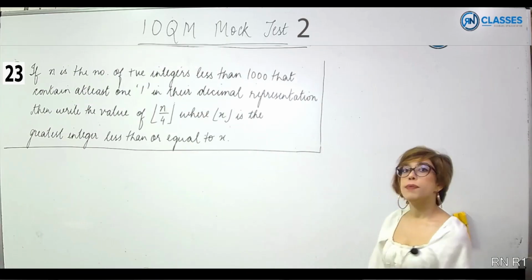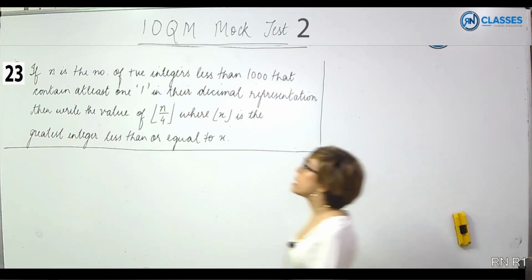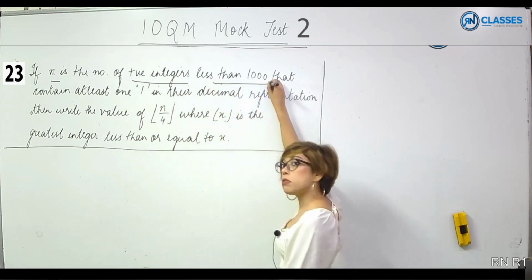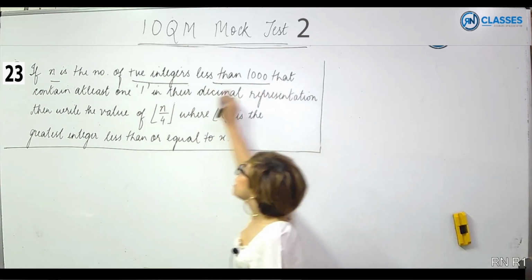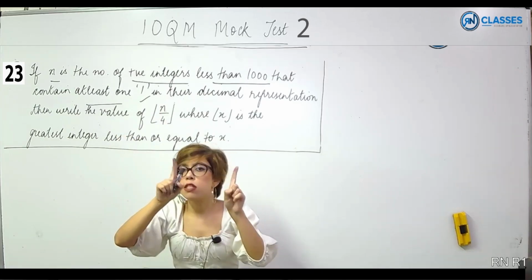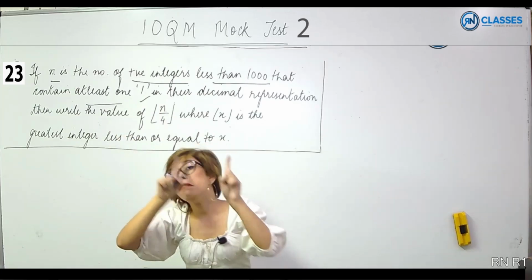Alright, on to the next one. Now he says if n is the number of positive integers less than 1000 that contain at least one 1, right? At least one should be there.